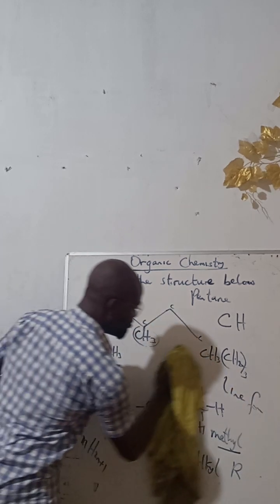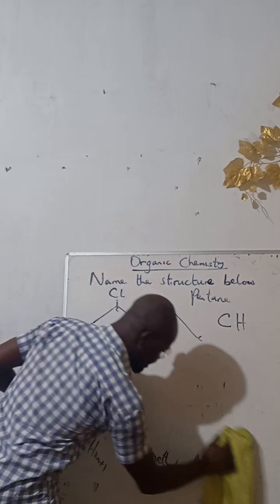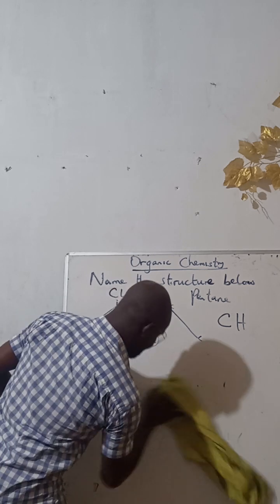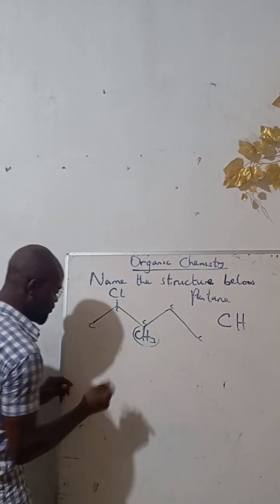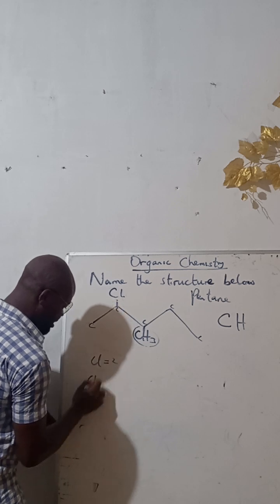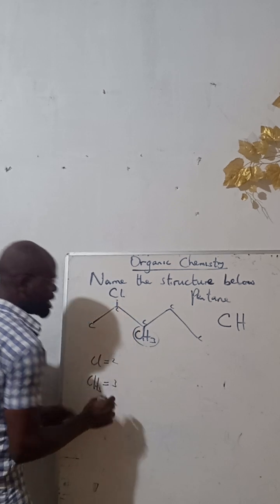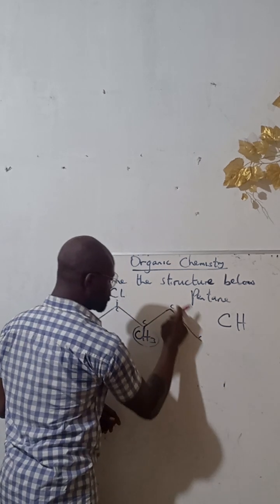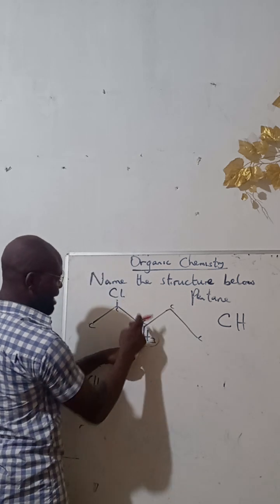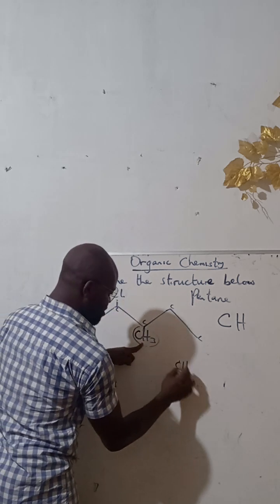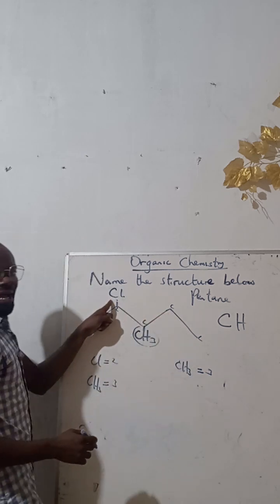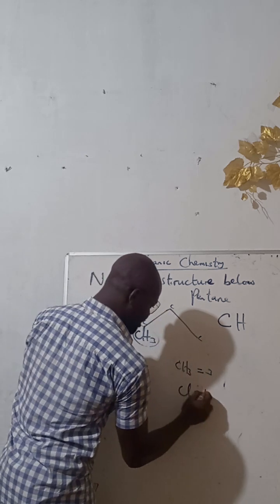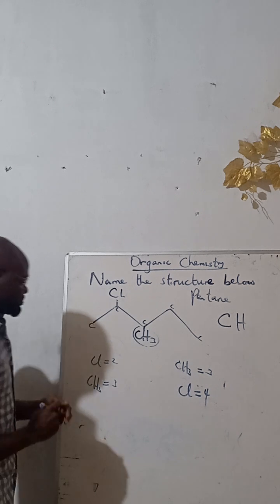So my chloro is number 2 and my methyl is number 3, if I count from the front. Now let me count from the back. 1, 2, 3. My methyl is in carbon number 3. 1, 2, 3, 4. My chloro is in carbon number 4. So what's going to happen here?